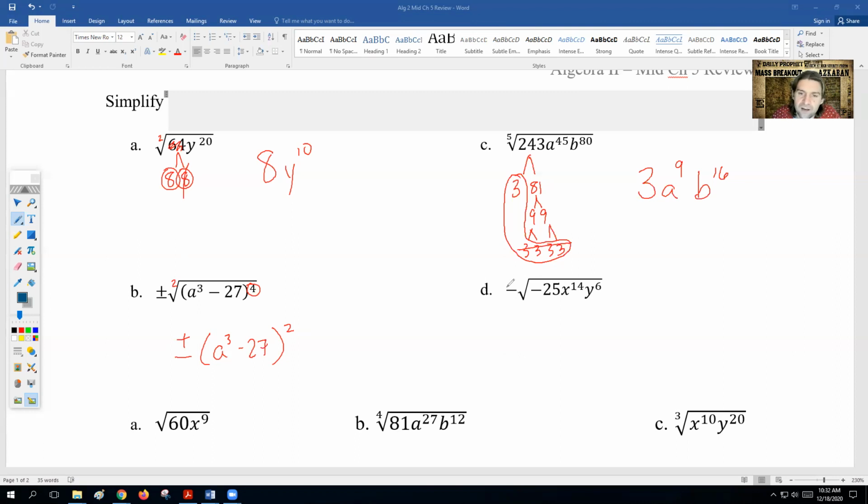Same thing. If we have a sign outside, we put that sign outside. Square root of a negative means our answer is going to be imaginary, with an i. The square root of 25, you should know, is 5. For x, all we need to do is divide by the index. 14 divided by 2 is 7. 6 divided by 2 is 3. So maybe we should rewrite this in the proper format. That'd be negative 5i x to the 7th y cubed. Hopefully not too bad so far.